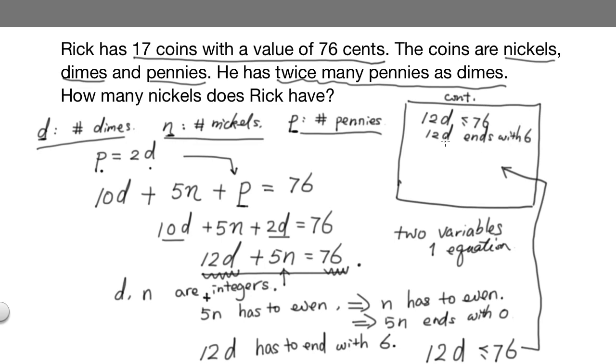We can just try. D can only be 1, 2, 3, 4, 5, 6, and only D equals 3 gives a number ending with 6. So D is going to be only 3. That's the only solution we can have. So for D equals 3, 5N equals 76 minus 12 times 3, which is 40. So N equals 8. And that's our final solution.